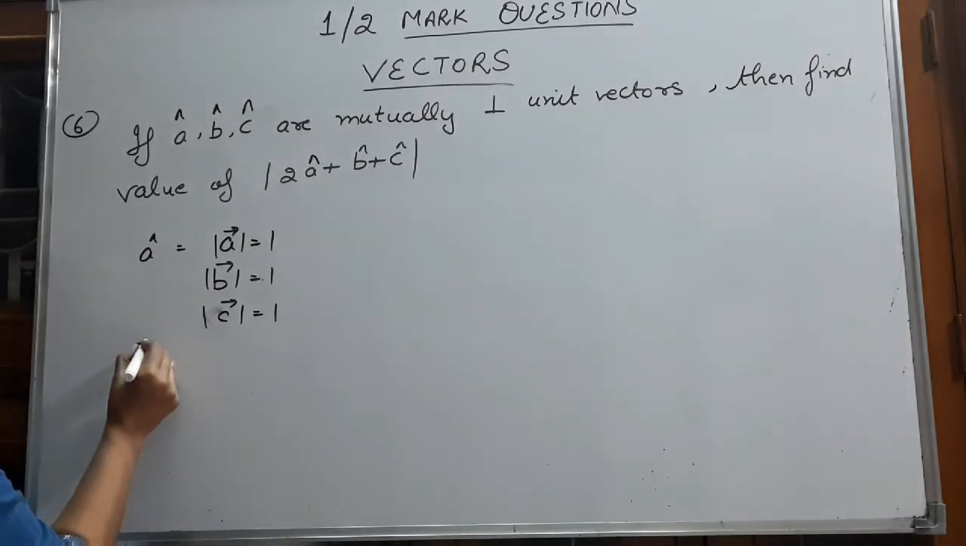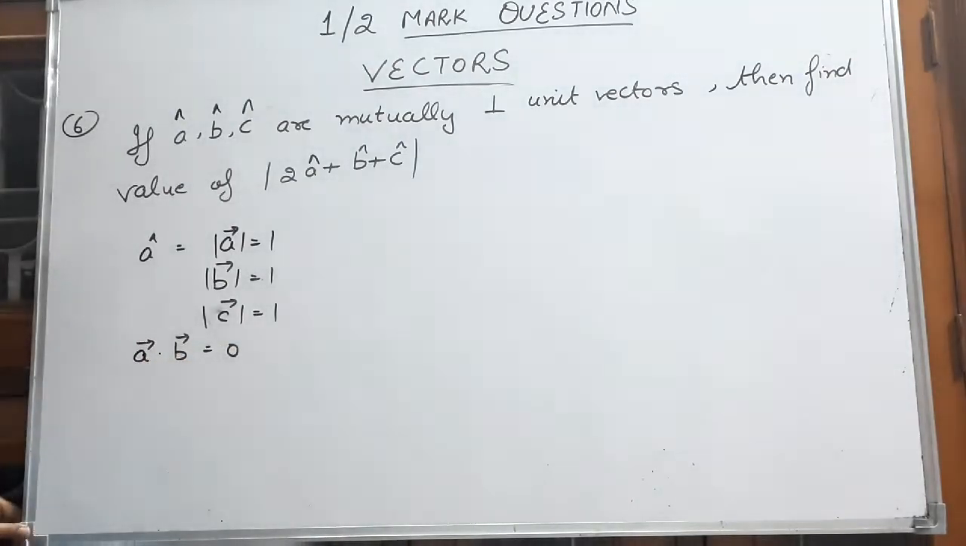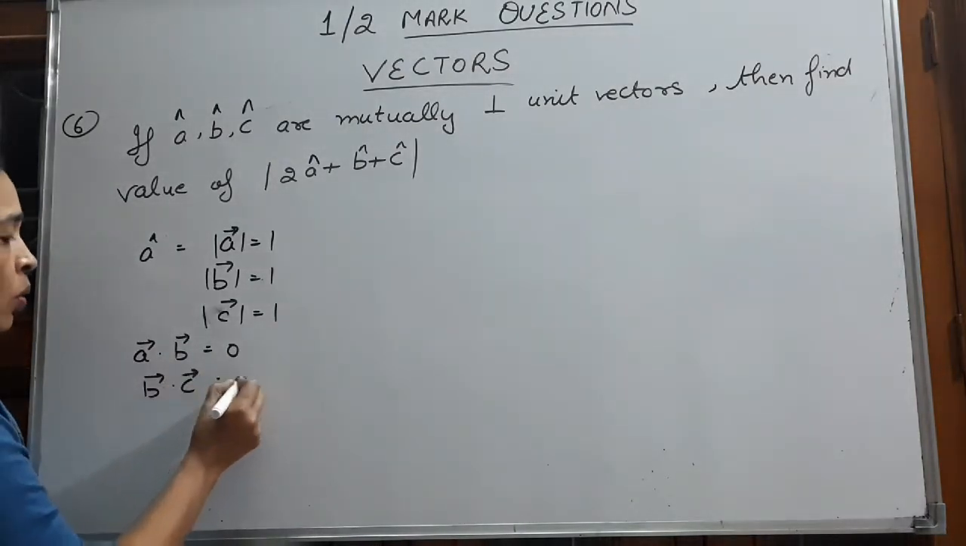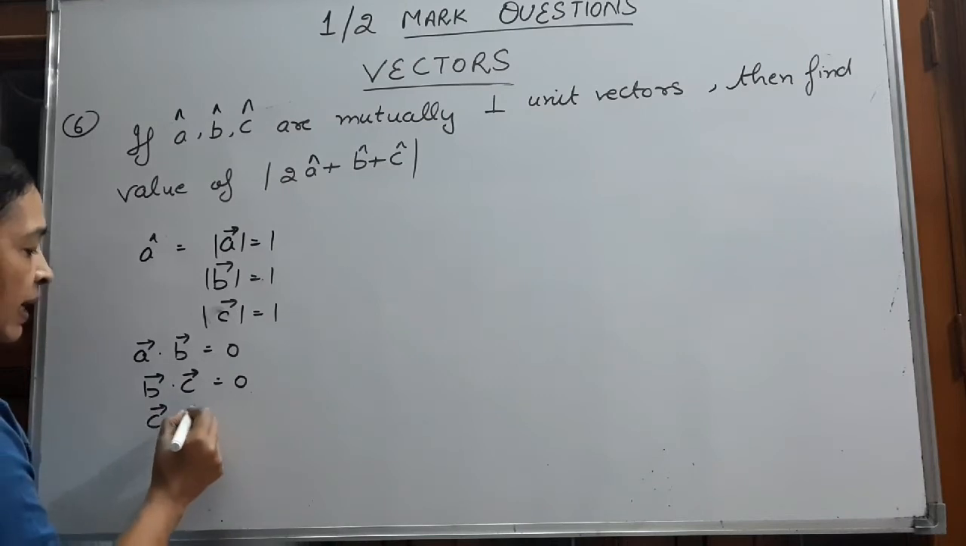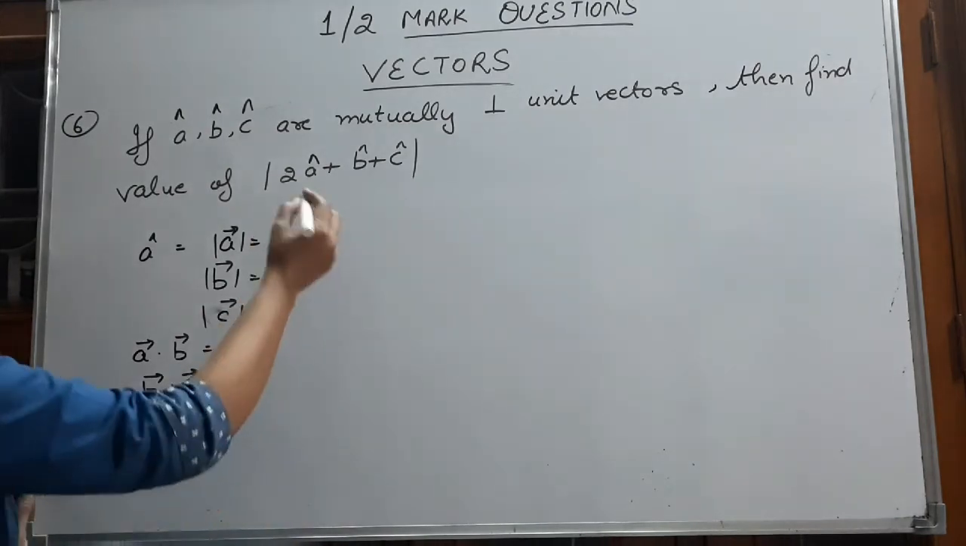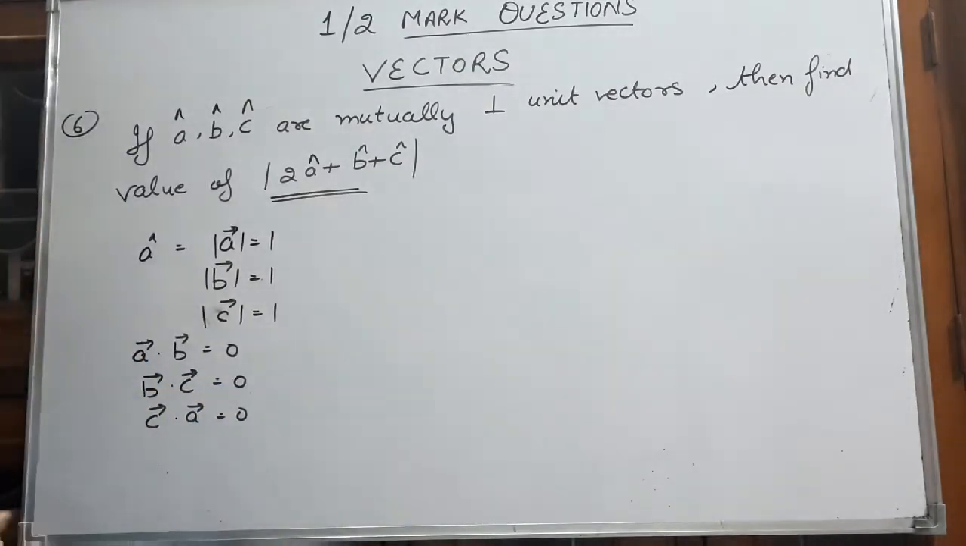Mutually perpendicular means vector A dot vector B is 0. If A is perpendicular to B, their dot product is 0. Vector B dot vector C is also 0 and vector C dot vector A is also 0. All of these are mutually perpendicular. Now we have to find the value of 2A plus B plus C.